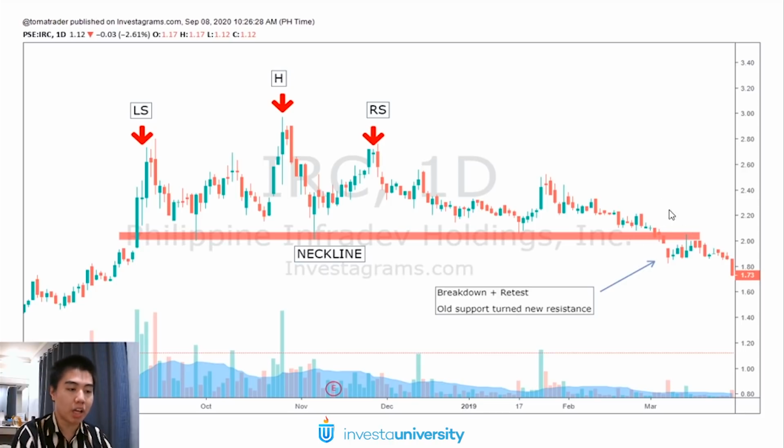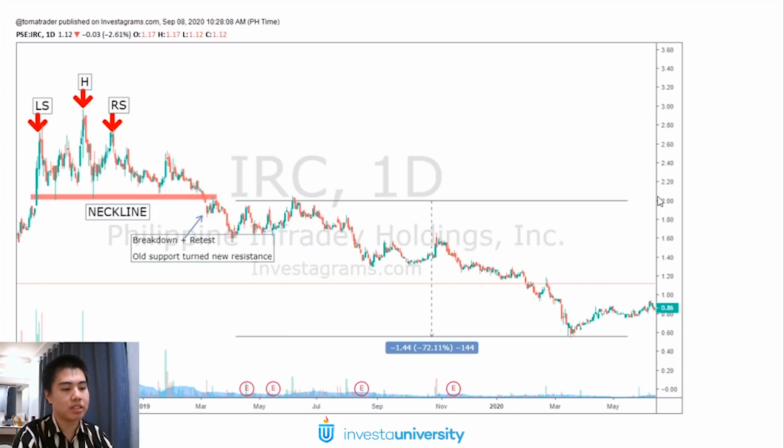But as we can see, eventually nag-break down. So ito na dapat yung cut point natin, or if we're watching this, kailangan makita natin kung hindi ba ka-recover agad, GG na to. Or if may hawak tayo nito, cut loss or take your profits kung meron. So as you can see here, nagka-breakdown, tapos nagka-retest pa, nagka-SNR flip. Nung hindi naka-recover after the SNR flip, wala na, GG na. As you can see, went down another 72% from that breakdown point.